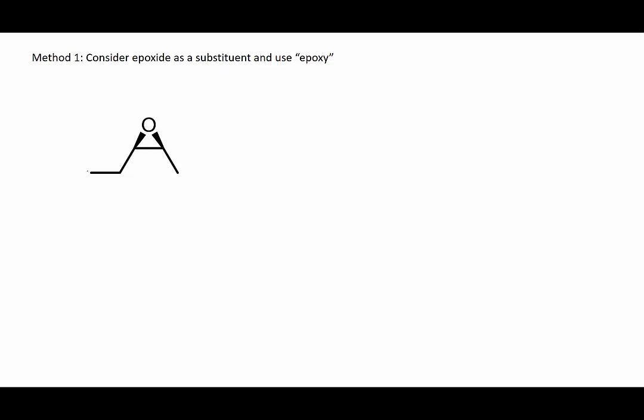So if we count the carbon atoms, there are 1, 2, 3, 4, 5 carbon atoms, so this will be pentane. And our substituent will be this epoxy group here. So this is epoxy pentane. We need to number this correctly, so the lowest number should be where the epoxide is hit first. So in that case it'll be 1, 2, 3, 4, 5 instead of the other way around. Because the epoxy group shows up on 2 carbons, we will call this 2, 3 epoxy pentane.